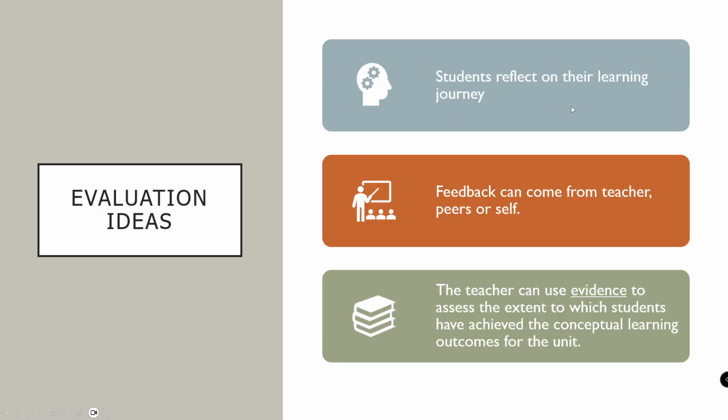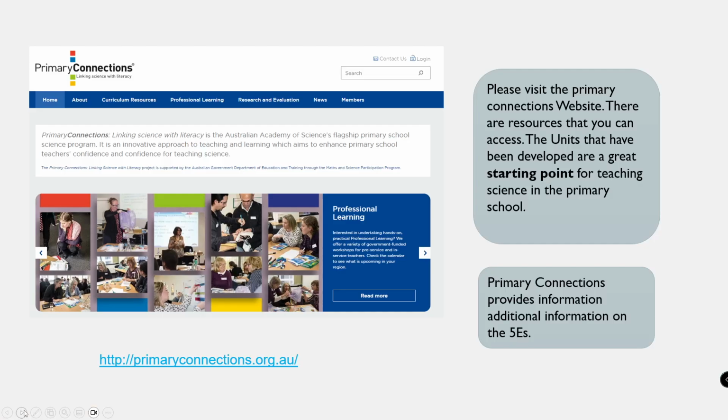So they reflect on their learning journey, where they've come from, what skills they've developed. They might get feedback from the teacher themselves or their peers. Doesn't need to be all, but it's something to factor in here. We want a dialogic and rich feedback environment if we can facilitate it. And the teacher can use evidence to assess the extent to which the students have achieved the outcomes. So it is that final summative component for the lesson, the series of lessons, or the unit. The scale is, of course, up to you to determine.